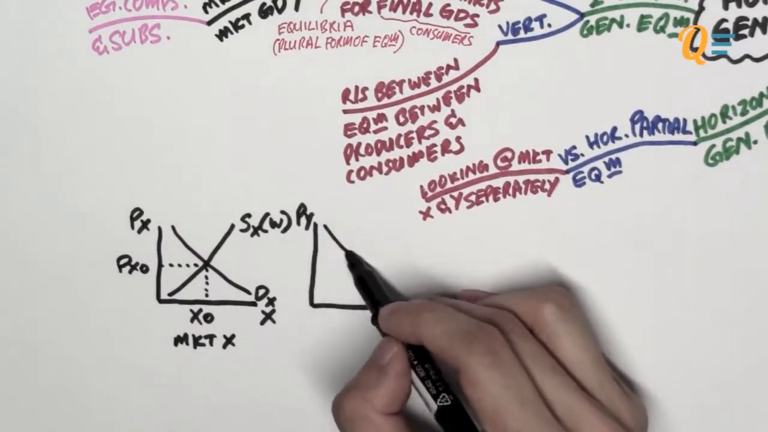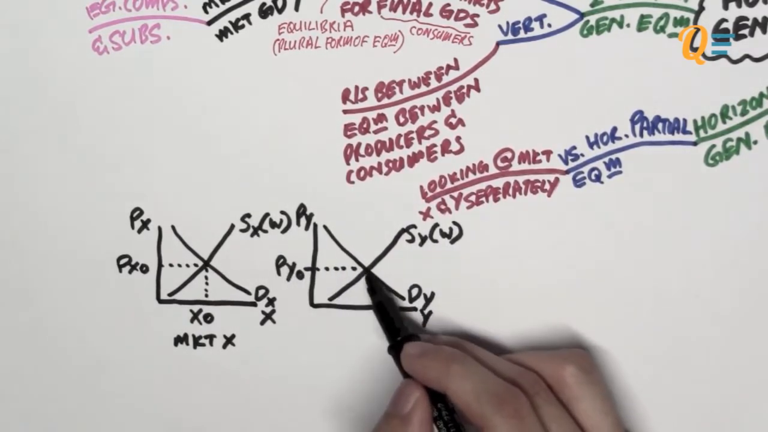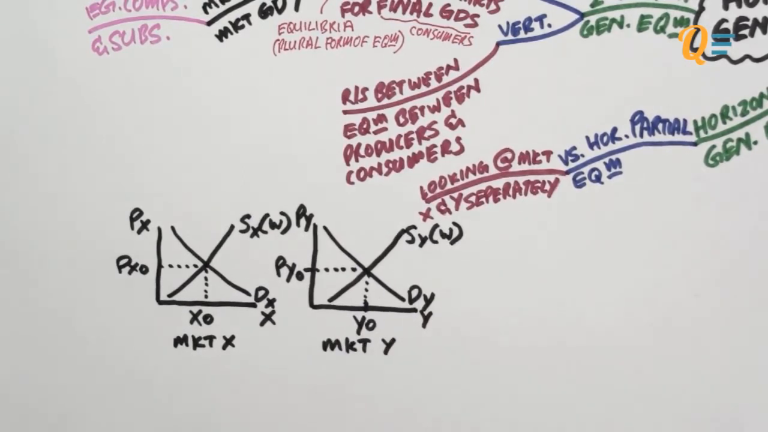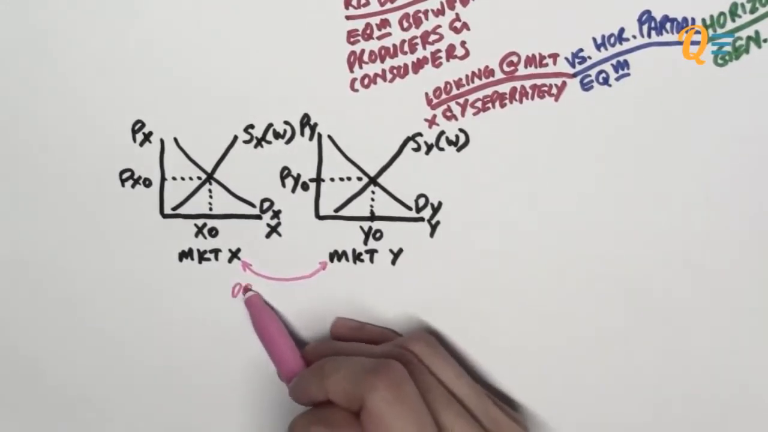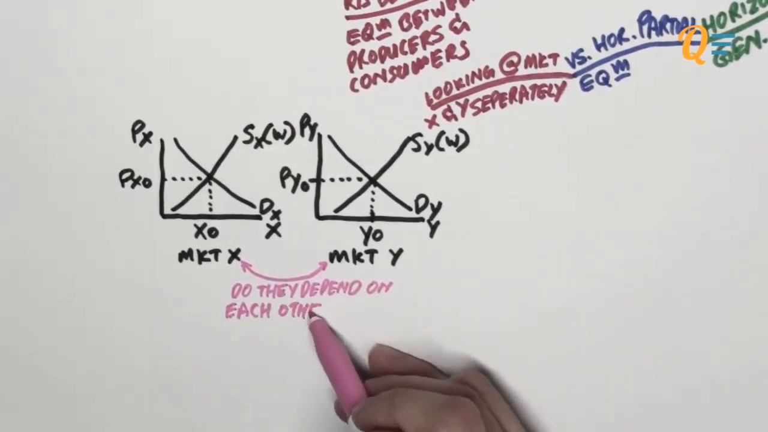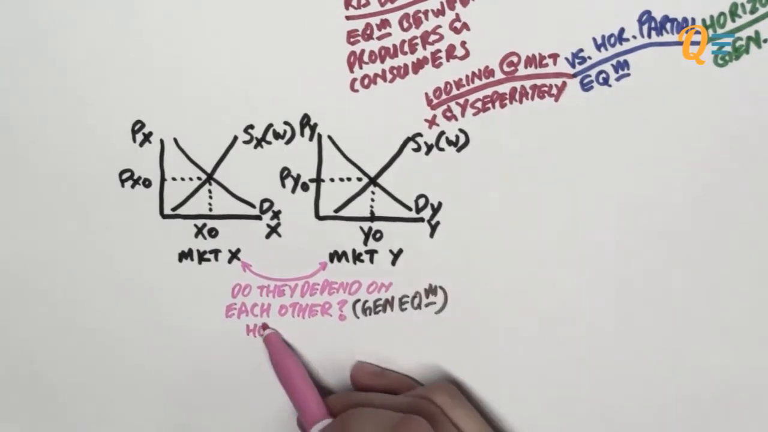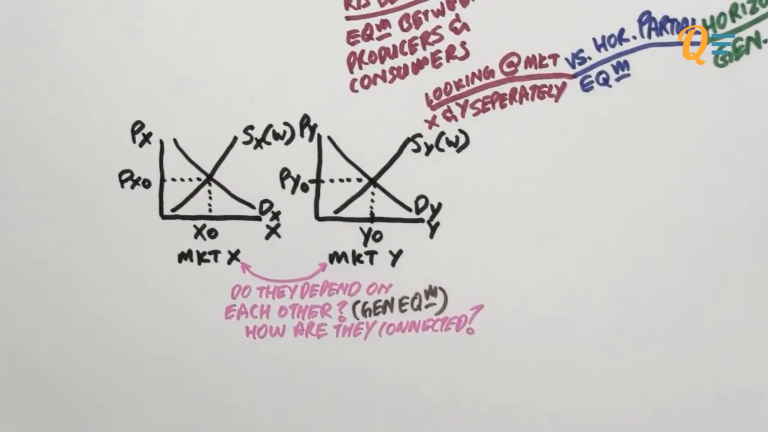And then you go on to market Y. This is the demand for Y and the supply of Y, and then you have an equilibrium price of Py naught, and that's market Y. So you're looking at these two markets separately. The question here that you need to ask yourself is this: do they actually depend on each other? That is what general equilibrium here is trying to ask you. If there is this interdependency, how is market X and market Y connected?